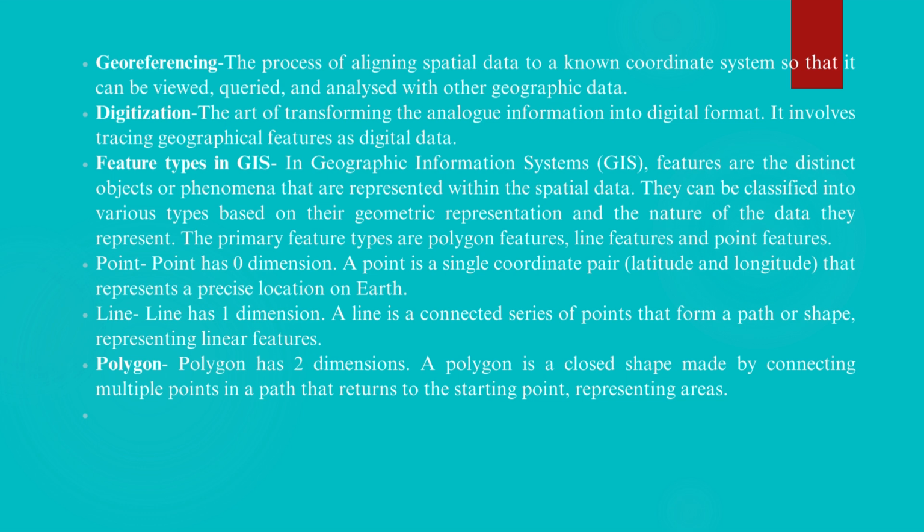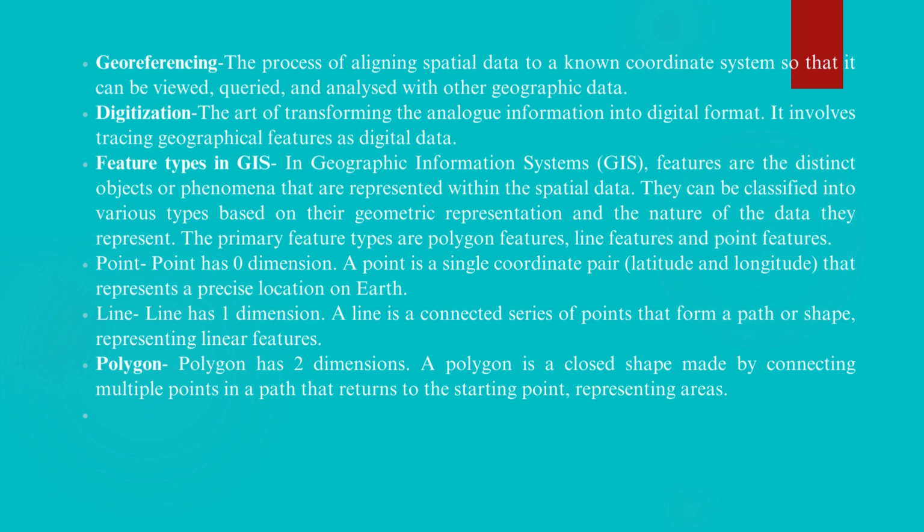Point features. A point has 0 dimensions. It represents a very precise location on Earth. Example, the location of a school, a well, or an electric pole. In GIS, a point is stored as a pair of coordinates, latitude and longitude. Line features. A line has 1 dimension. It is made up of connected points forming a path or shape. Example, roads, rivers, or railway tracks. Lines are useful to represent features that have length but no width.